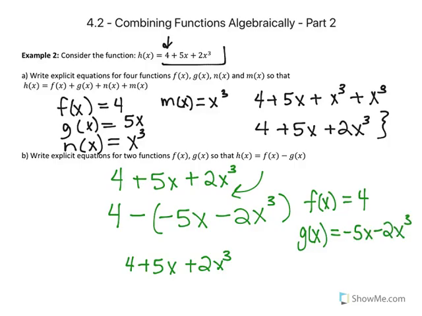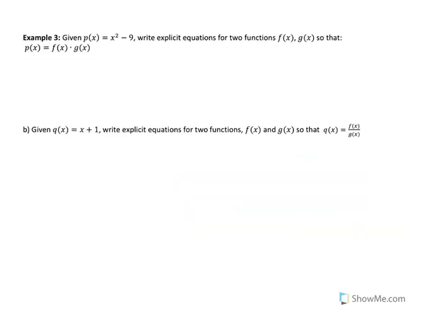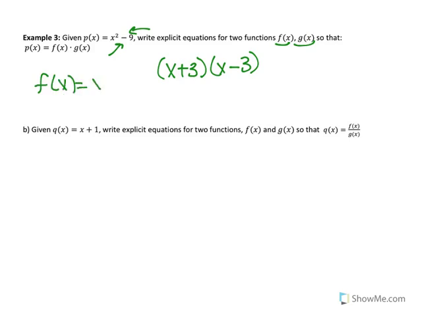So it's really just a different way to manipulate the equation. Okay, when we're doing products, this one's really easy. I have f of x times g of x. I want two things to multiply together to get this, so I'm going to factor. So I have x plus 3 and x plus minus 3. So I know that when I multiply those together, I do get this. So I'm going to say f of x is x plus 3, and g of x is x subtract 3.